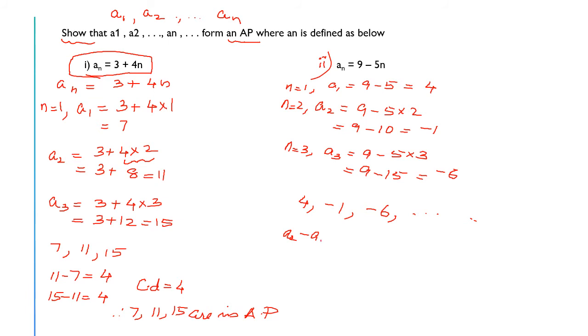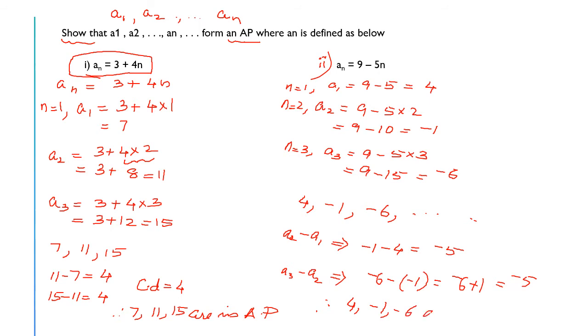A2 minus A1, that is minus 1 minus 4. What is the answer? Minus 5. A3 minus A2, third term minus second term. Minus 6 minus of minus 1, that is equal to minus 6 plus 1. That is also equal to minus 5. Therefore, common difference is same. Are they in AP? Yes. It is very simple, isn't it? Therefore, 4 comma minus 1 comma minus 6 are in AP.